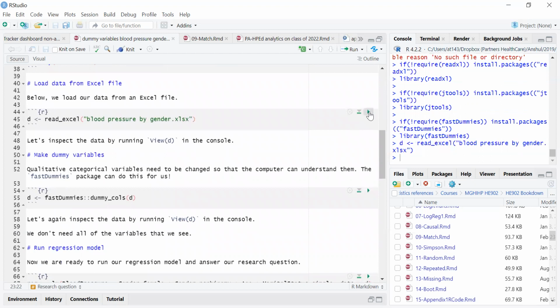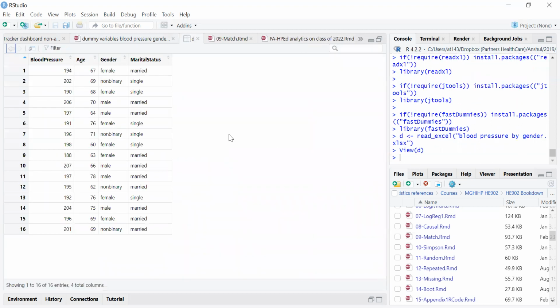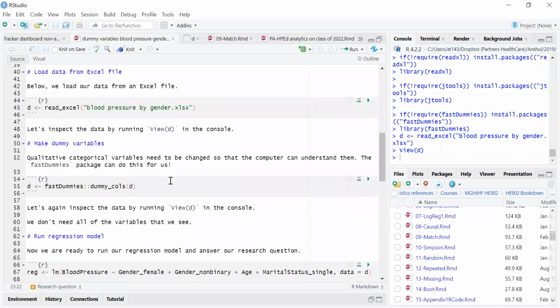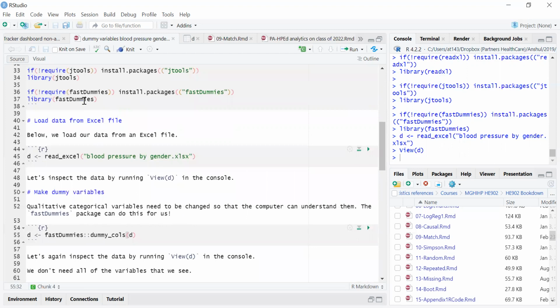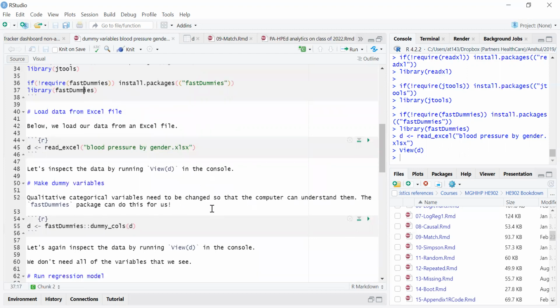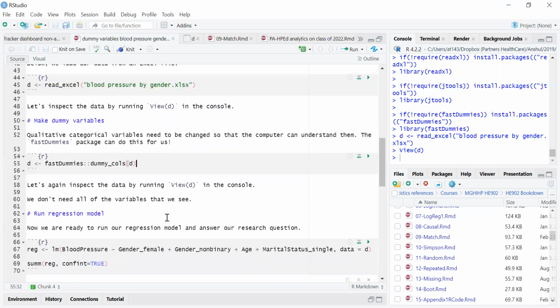So here we go. I ran line 45. Let's inspect the data, which is just called D. And here it is. So we've got 16 rows, that's 16 patients, and we have these 4 variables for our 16 patients. The next thing we're going to do is we're going to use the fastDummies package to create the dummy variables that I just demonstrated us making in Excel. And so we loaded up the fastDummies package up here in lines 36 and 37. Let's run line 55 now.